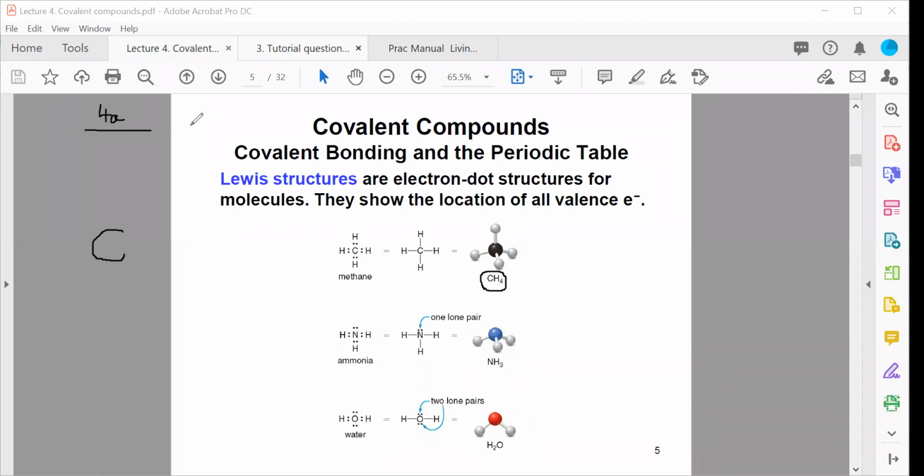Okay, we've got a 4. All right, it has 4. It certainly does. Let's draw them. 4 valence electrons for carbon.